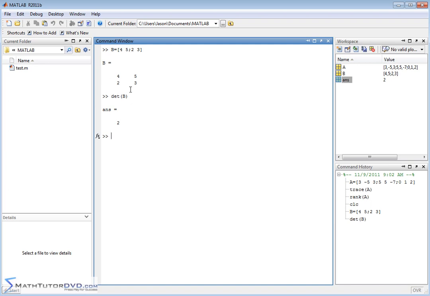And I picked a 2 by 2 matrix because the way you calculate it by hand is you do like an X. So it's 4 times 3, that gives you 12, minus 5 times 2, which is 10. So it's 12 minus 10, that gives you 2. So that's how you calculate the determinant of a 2 by 2 matrix.